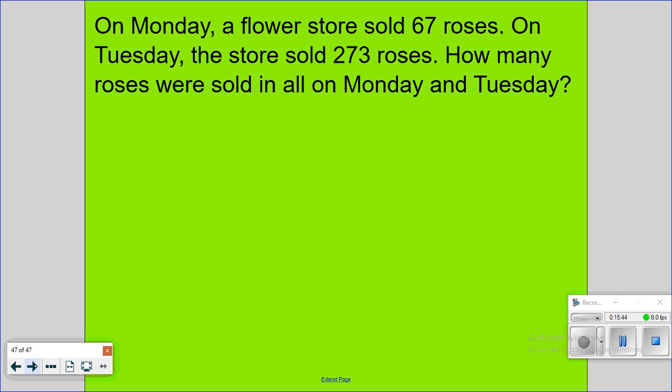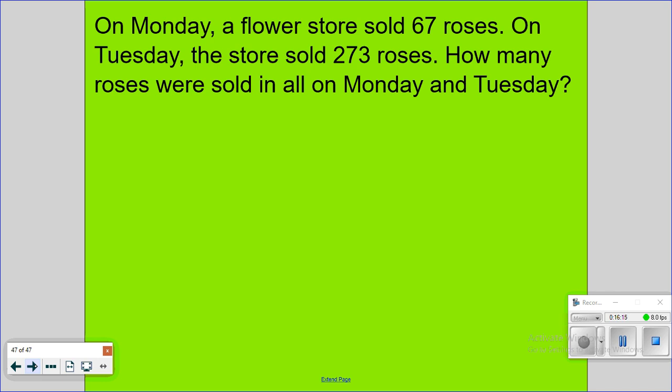On Tuesday, the store sold 273 roses. How many roses were sold in all on Monday and Tuesday? Our second step is an answer sentence. What am I counting? Elena, what am I counting? Roses. Let's write our answer sentence together.